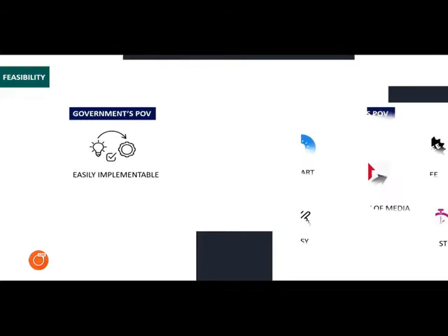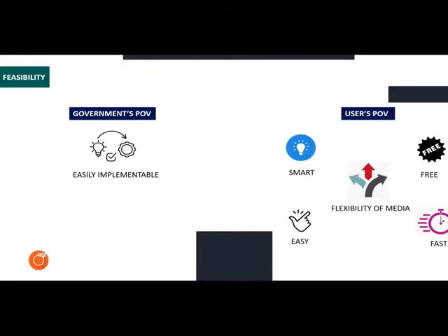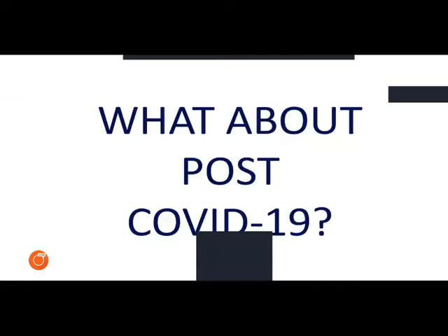If we do a feasibility check, this solution is easy to implement and easy to use, provides flexibility of media, such as two viable modality for the app and the health card, which makes the solution viable. Now this question remains, how can we use the system in the new normal? Before answering that question, I would like to present a case.